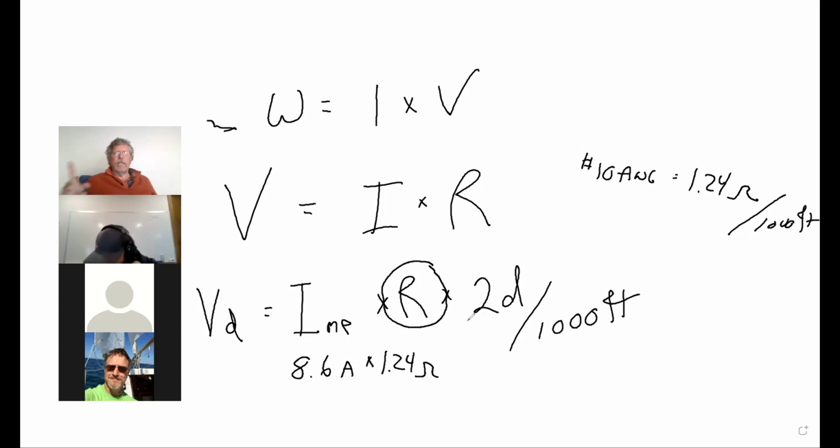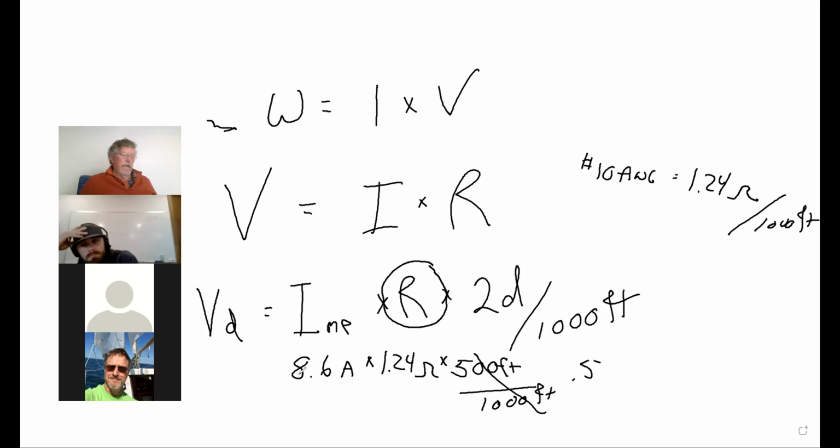Well, why do I use twice the distance? It's because it's a circuit. So the wire goes there and the wire comes back. So the electricity is going twice the distance. So in this case, if the distance were 250 feet, I would put 500 feet divided by 1,000 feet, because this ohms is per 1,000 feet, or I could get rid of that and say times 0.5. And now to figure out my voltage drop, I just take 8.6 times 1.24 times 0.5.